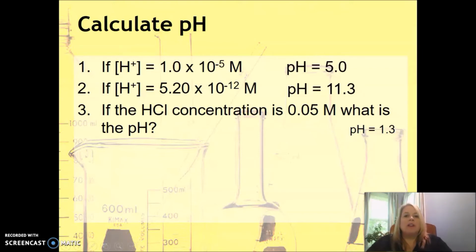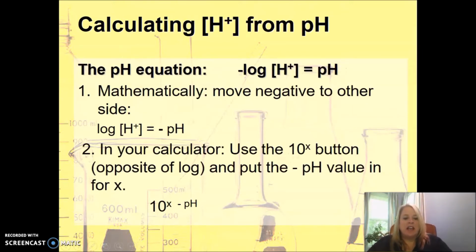Okay, so now that we got that done, let's look at calculating the hydrogen ion concentration from the pH. Basically, we're going to go backwards. From a mathematical standpoint, if I want to solve for H, the first thing I'm going to do is move the negative over. So log of hydrogen ion concentration is equal to negative pH. What that means is we need the inverse of the log, so we can solve for hydrogen ion concentration.